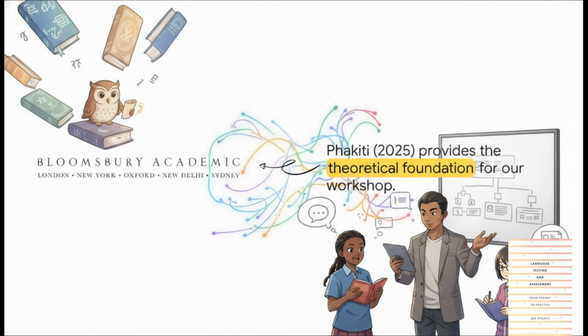So our foundation today is Chapter 3 of Ayak Pakidi's 2025 text, Language Testing and Assessment, published by Bloomsbury Academic. It's basically considered a gold standard in postgraduate study right now, mostly because it brilliantly bridges rigorous psychometric theory with the practical realities of language education. It doesn't just tell you what a good test is, it actually breaks down exactly how to generate meaningful assessment results. And honestly, as a teacher, that is exactly why I value this text. It doesn't just live up in the academic clouds.